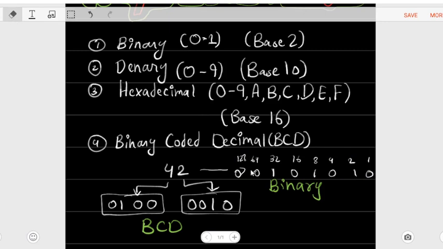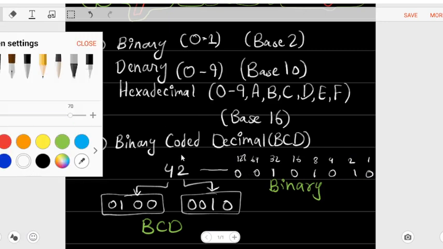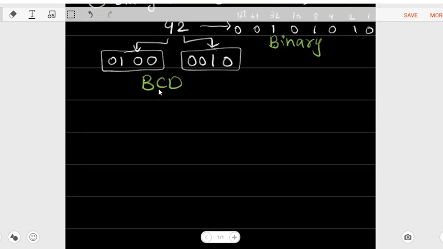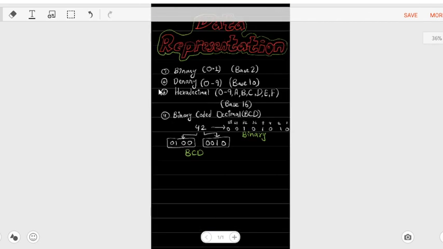Now let's dig deeper and talk about conversions between these. But before doing conversions, I'll also briefly talk about the uses of all these 4 representations.